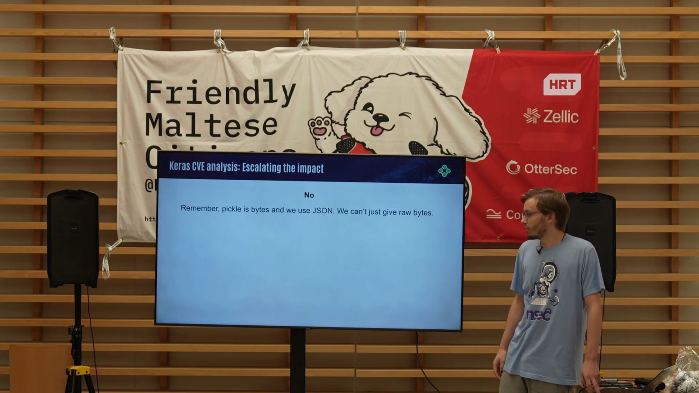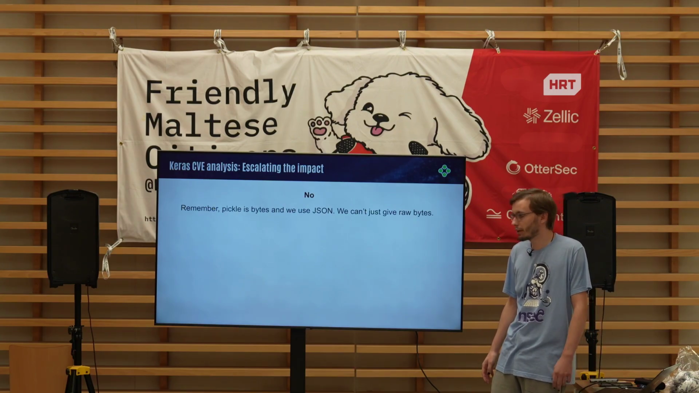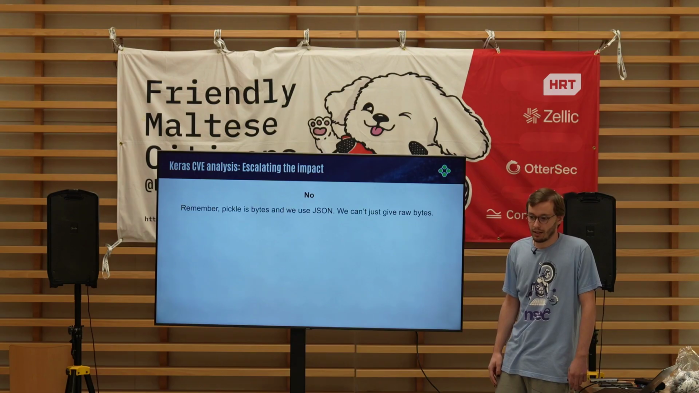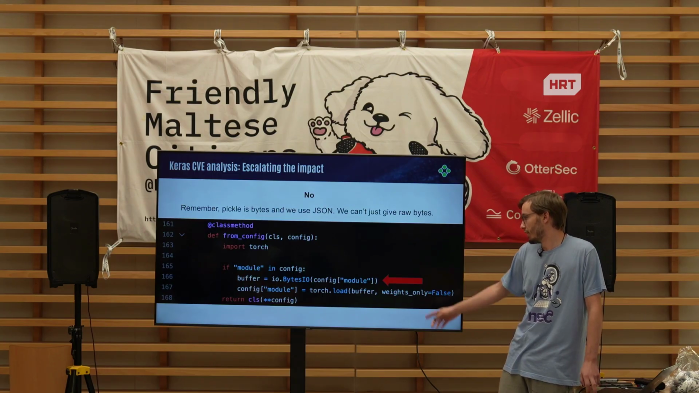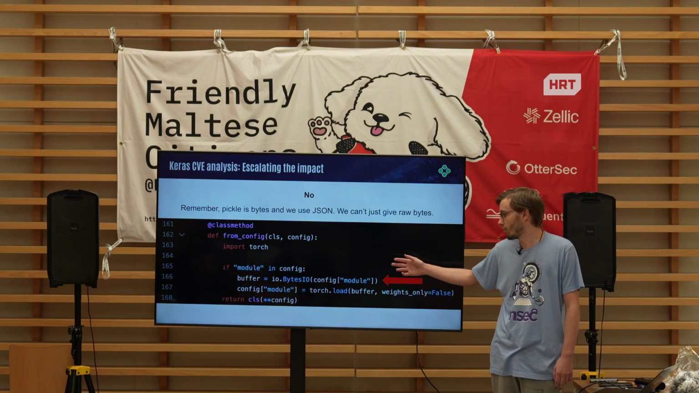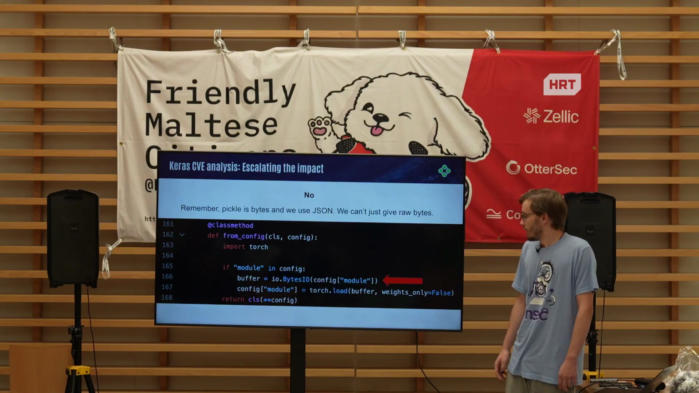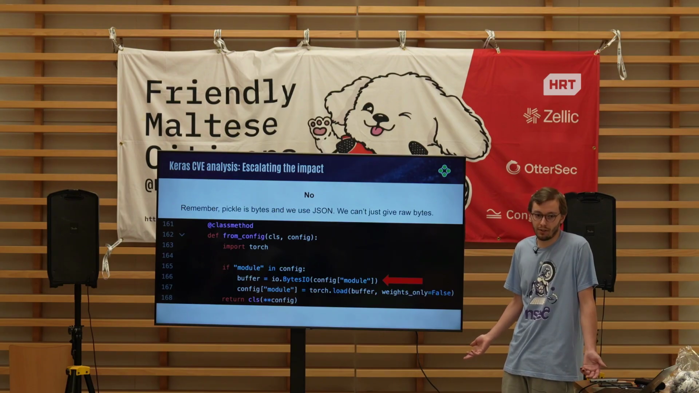Well, it's not that easy. Pickle is raw bytes, and we are giving JSON data. If you try in Python, it's going to give some errors. You can see here, it takes the bytes as is, and it takes it from our config. So what, are we stuck? Because we can't do anything at this point.